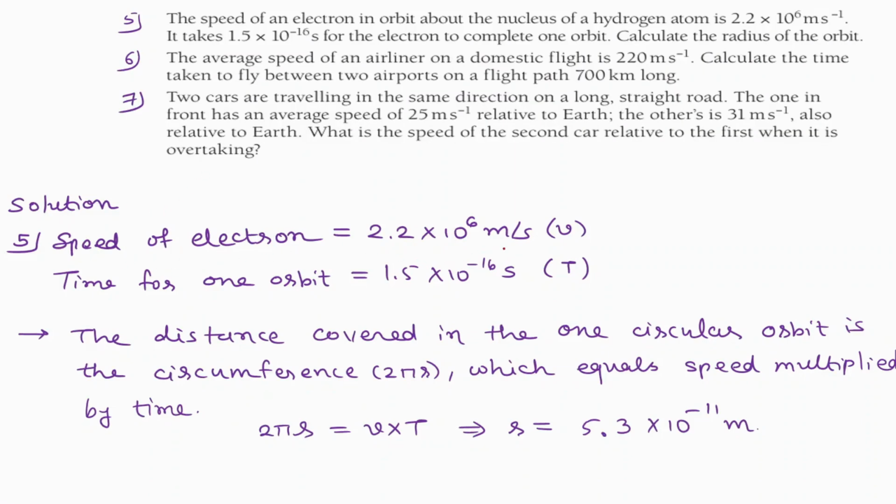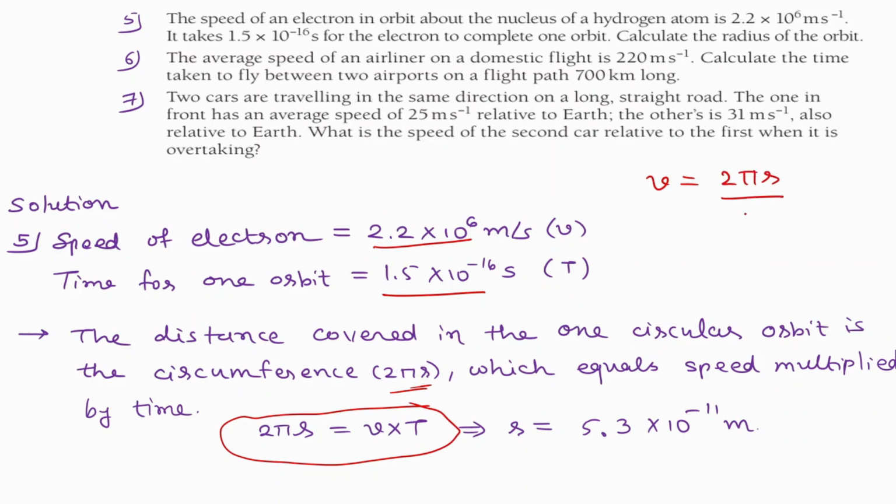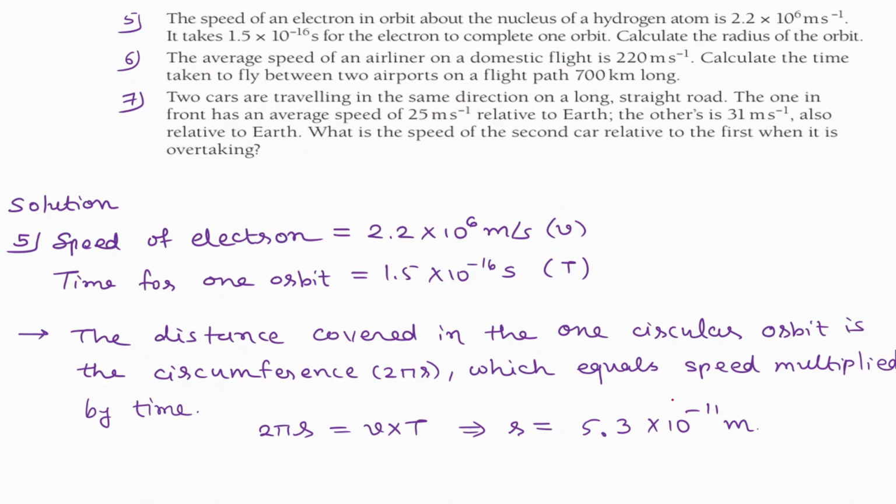So here I write the speed of the electron and the time for one orbit, a complete revolution. This is the given data. The distance covered in one circular orbit is the circumference, which equals the speed multiplied by time, which I gave you earlier. So v equals total distance, 2 pi r, divided by the time taken, and you will get the answer in meters. So this is question number 5.